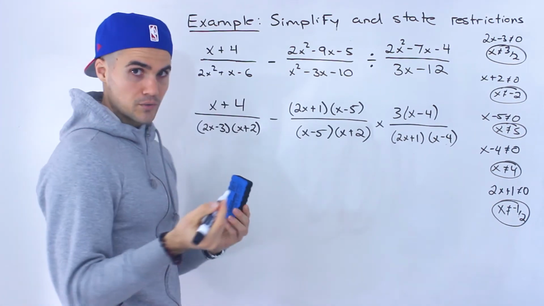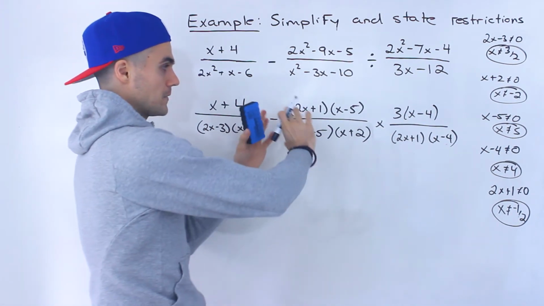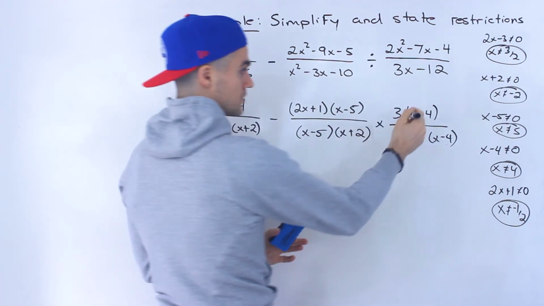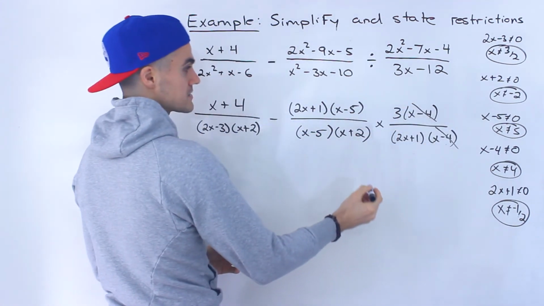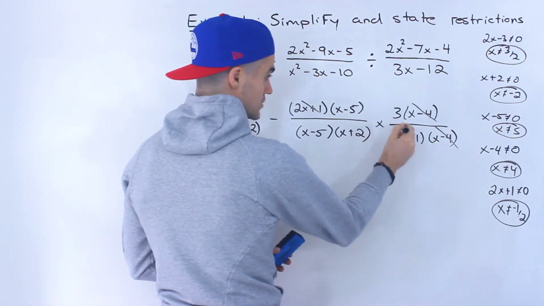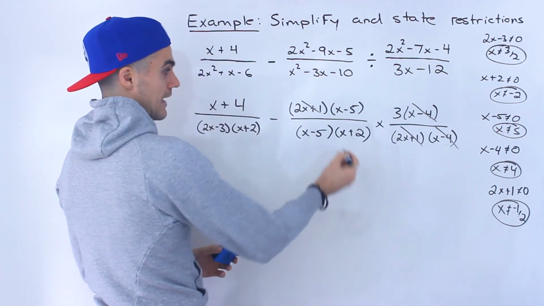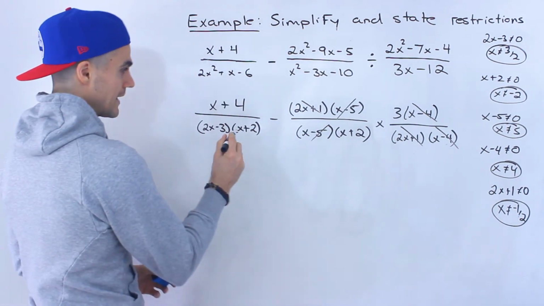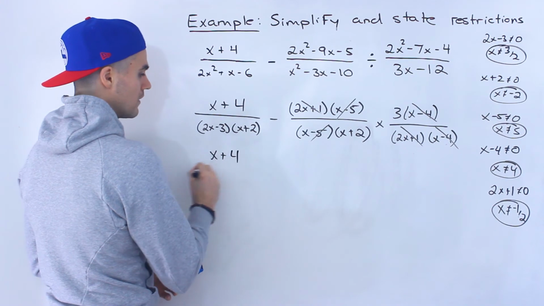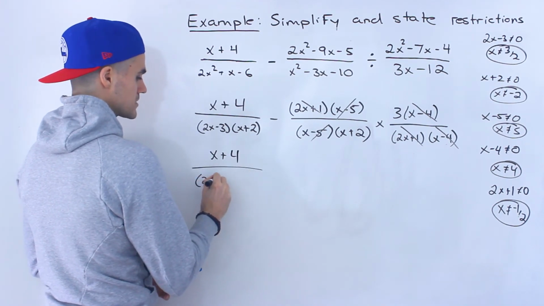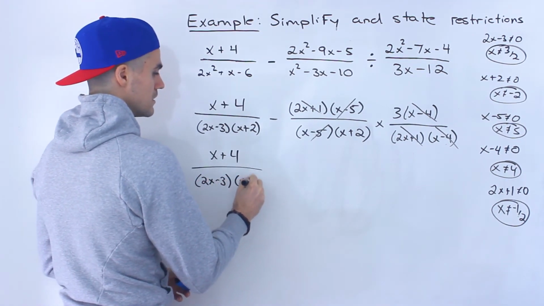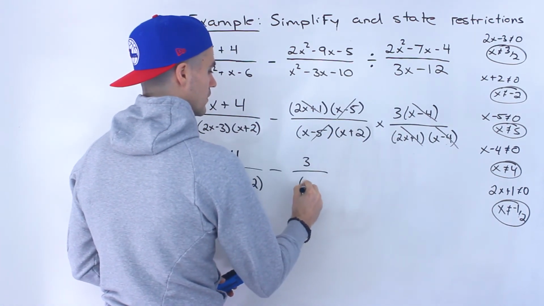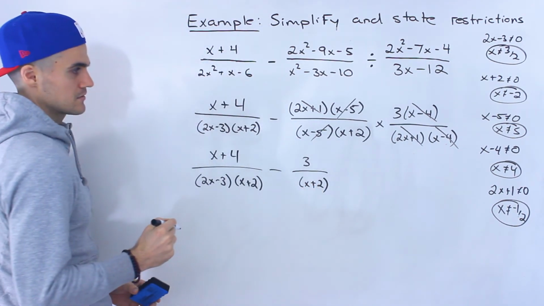And now from here, what you want to do is simplify. So remember when we're multiplying, we can cross out any terms that are above each other. So notice the x minus 4 cancel out. The 2x plus 1 cancels out. And then this x minus 5 and this x minus 5 cancel out. So what we end up with is x plus 4 over 2x minus 3, x plus 2, minus 3 over x plus 2, like that.